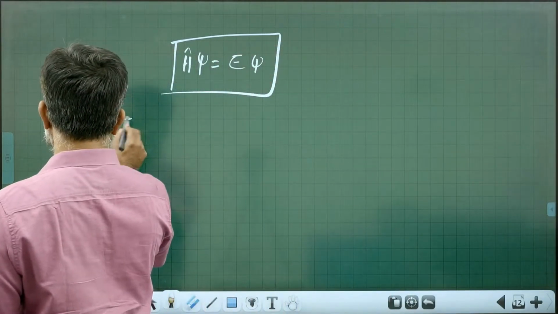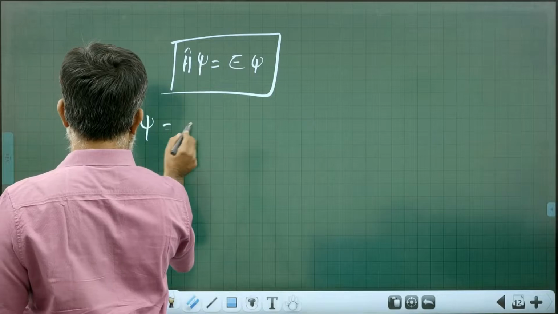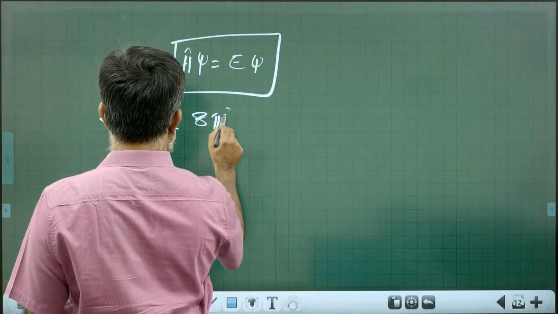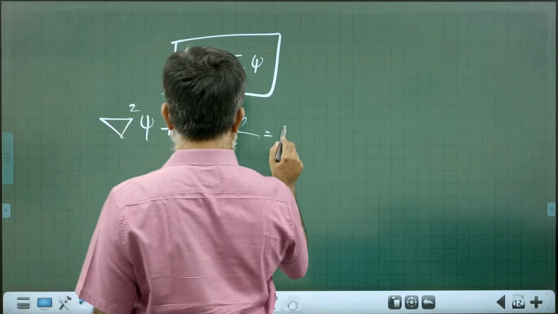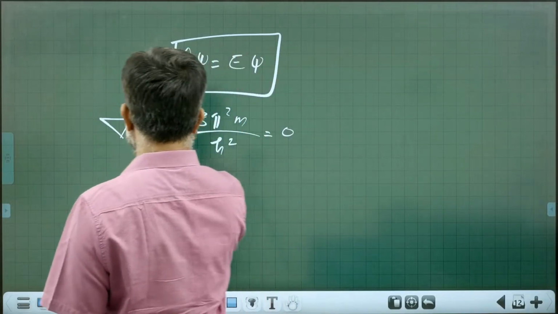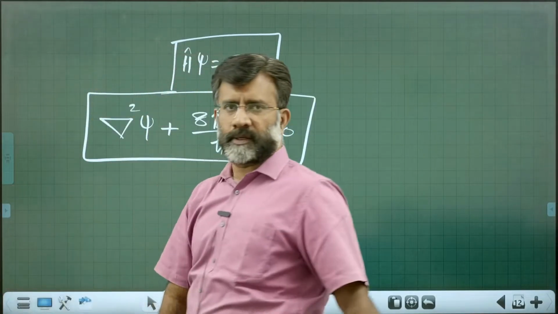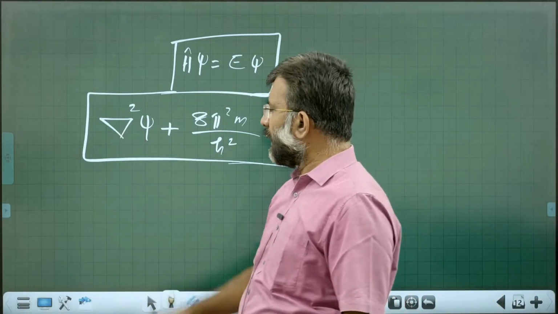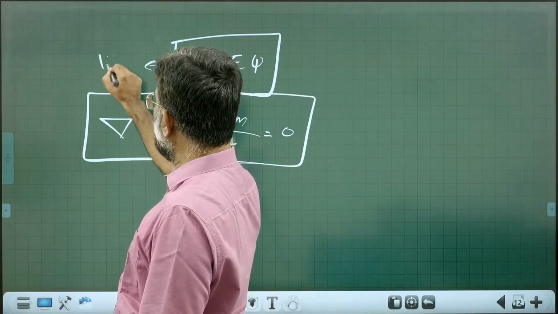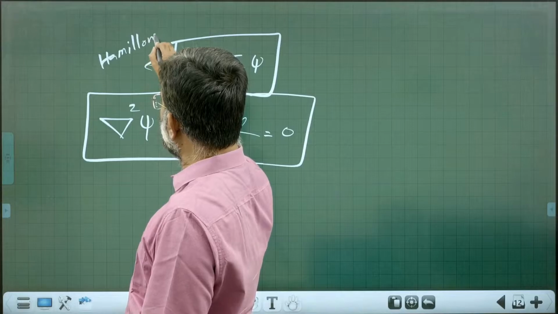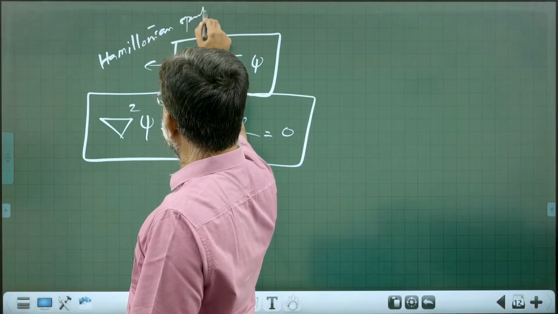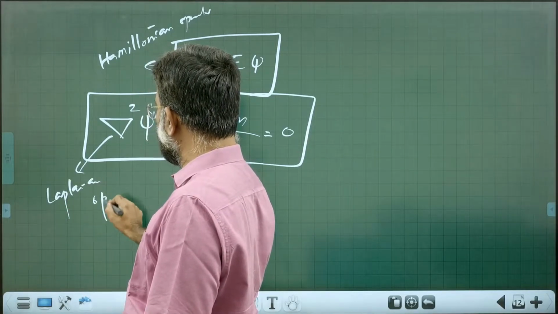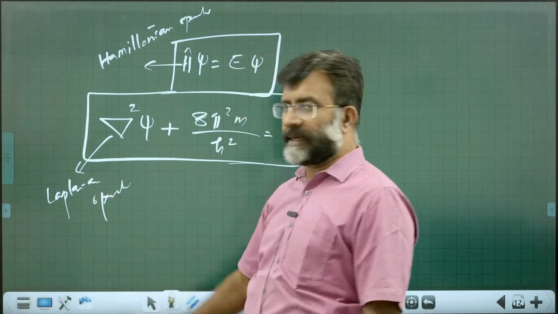Or it may be represented like this: delta square psi plus 8 pi square m by h square, is equal to 0. This is another format representing the Schrödinger equation. Both are the same, different forms of representing. This is called a Hamiltonian operator. And this is called a Laplacian operator. It is read as delta square.